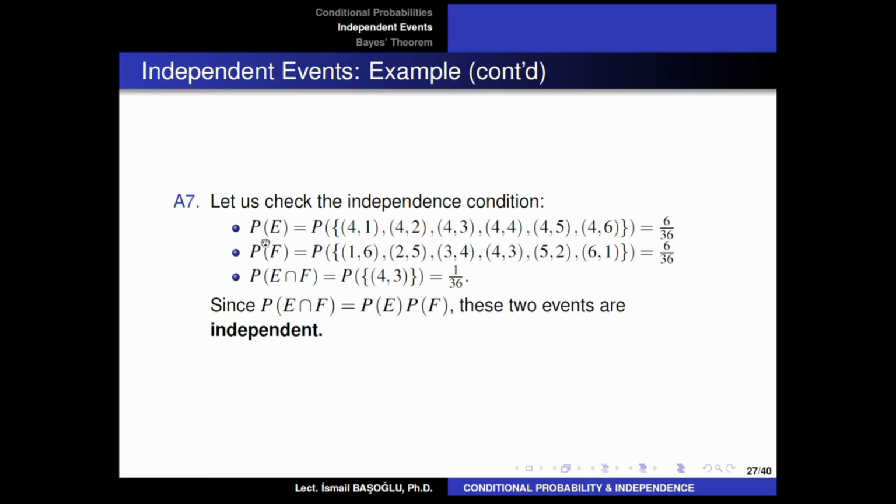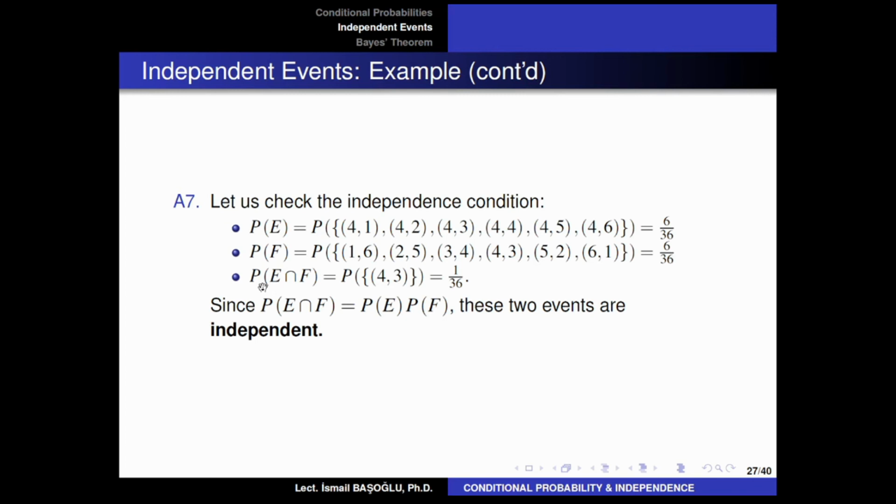Now check the probability of F. What is F? The event of having the sum of the upturned faces equal to 7. Okay? So in which subset of the sample space would the sum of the upturned faces be equal to 7? In this subset, right? (1,6), (2,5), (3,4), (4,3), (5,2), and (6,1). And in fact, because this subset has 6 elements as well, the probability of this event is also 6 over 36. And let's focus on E intersection F.